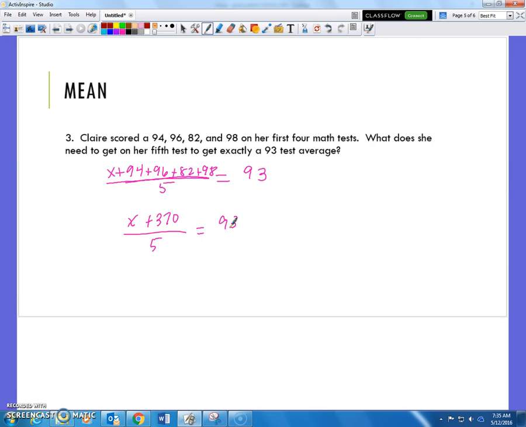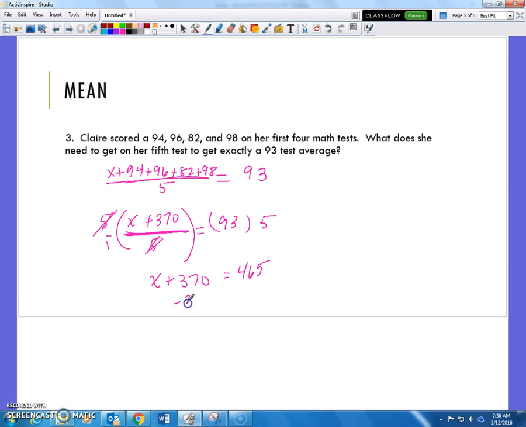This is a little different than some of the equations we saw before in the past. Because this whole side is being divided by 5, to cancel that out I'm going to use an inverse operation. I'm going to multiply the whole thing by 5. When I do that, I can just cancel out the 5s and leave myself with x plus 370. I don't need to distribute because the 5s will cancel. On the right hand side, I have 93 times 5, 465.